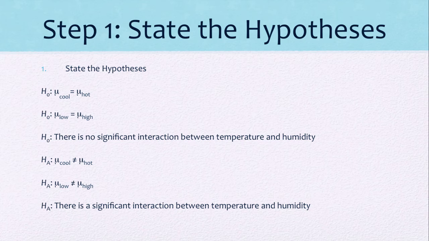Why we can say this is because we only have 2 levels. Had we had 3 or more levels of any one of the independent variables, we would have had to say at least one mu, or at least one population mean, is different. And the alternative hypothesis for the interaction is simply going to state that there is a significant interaction between your 2 variables, which in this instance happens to be temperature and humidity.